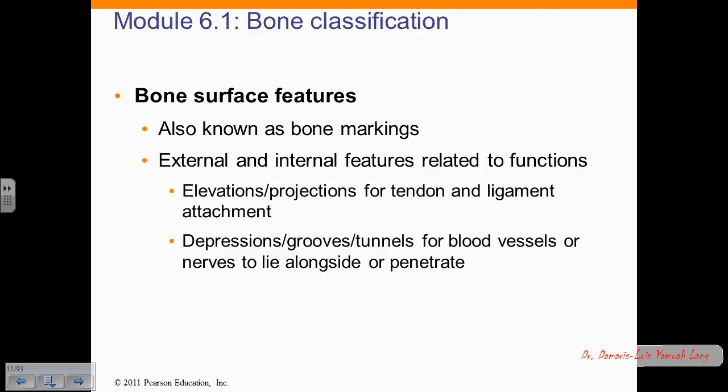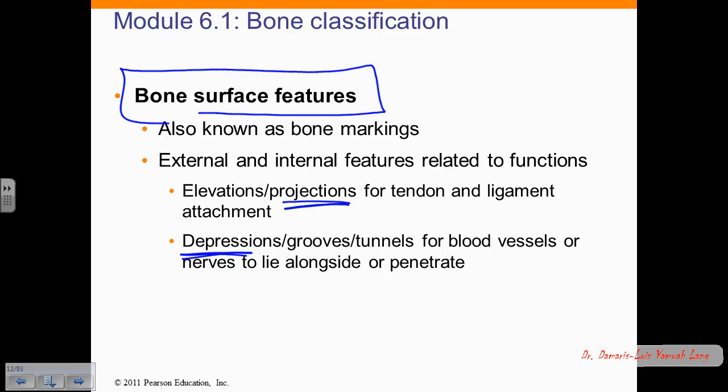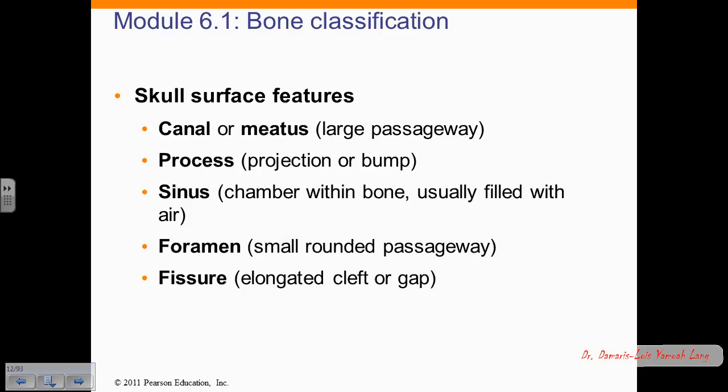I also told you the markings on the bones. We have different markings on the bones. Either the markings are projections or elevations, or they are depressions or grooves. So usually the projections are the parts where tendons connect muscle to the bone or ligaments connect bone to bone, while the depressions are the areas where blood vessels or nerves are traveling along the surface.